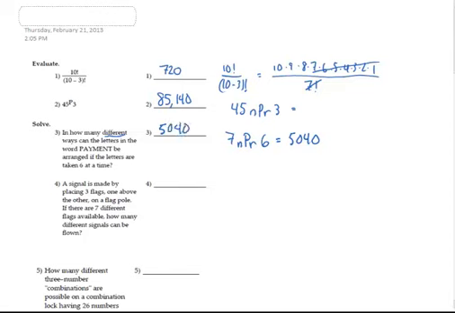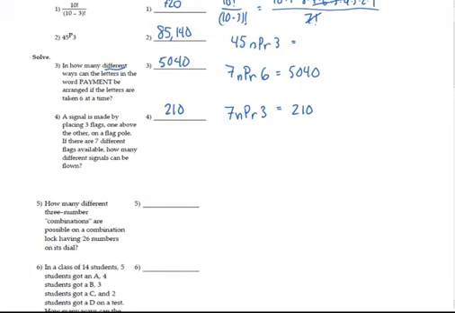In the next question, it says a signal is made by placing three flags, one above the other, on a flagpole. If there are seven different flags available, how many different signals can be flown? And that would be 7 to choose from, and we're looking for arrangements of 3, so that would be 7 NPR 3, which would equal 210 arrangements, or 210 different signals.